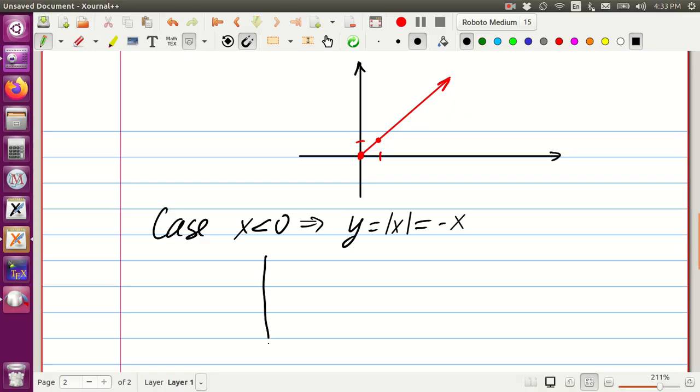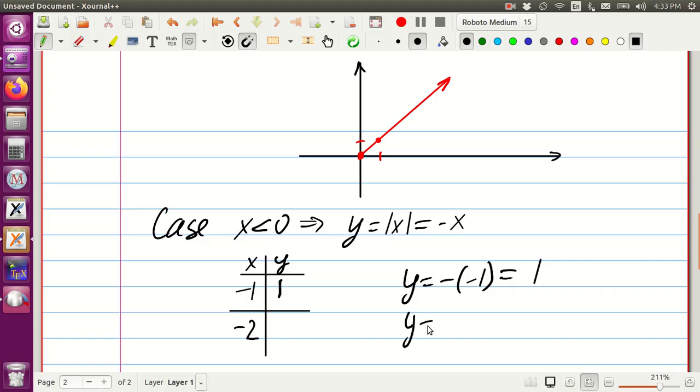All right, so let's try to build a small table, x and y. If we plug in negative 1 for x, we're going to get 1 for y, because y equals minus minus 1, which is 1. And we need another value for x, like negative 2. So y equals minus minus 2, which is 2. So now we're ready to plot the values for the second case.